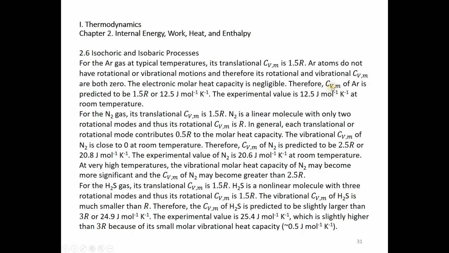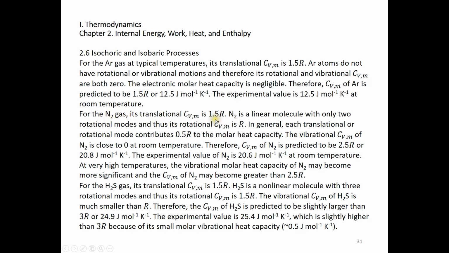Therefore, we just predict the numerical value of the molar isochoric heat capacity of argon is 1.5 R. R is roughly 8.3 joule per mole Kelvin, so we do the multiplication, we get 12.5. And the experimental value is also 12.5, so a really good agreement here. For nitrogen, more complicated, it's a molecule. So we have to look at the rotation and translation.